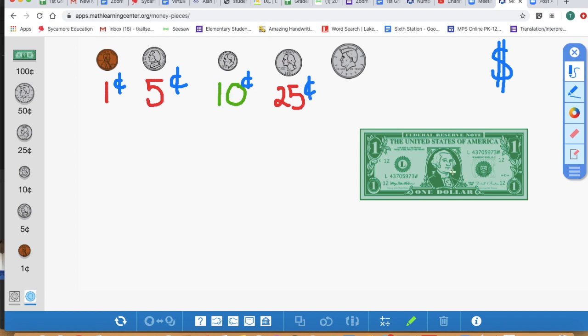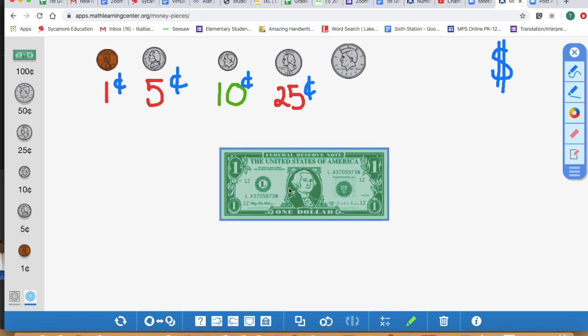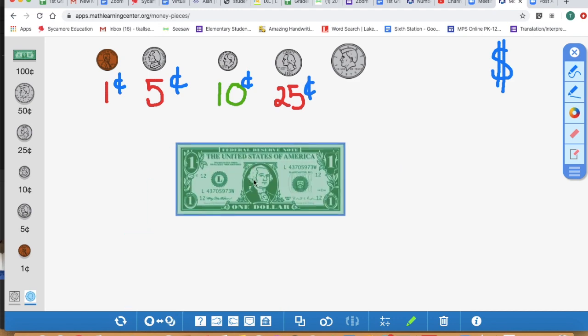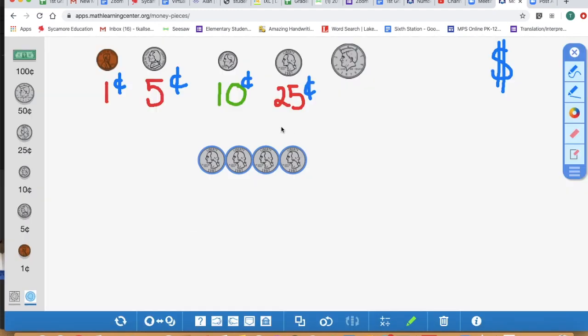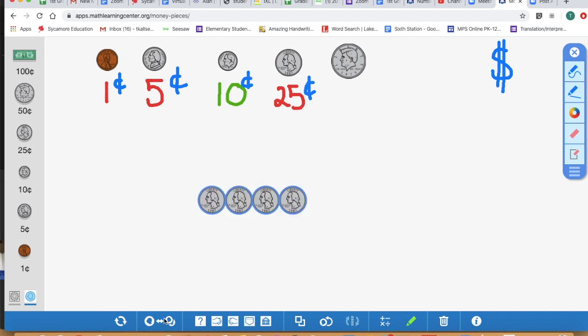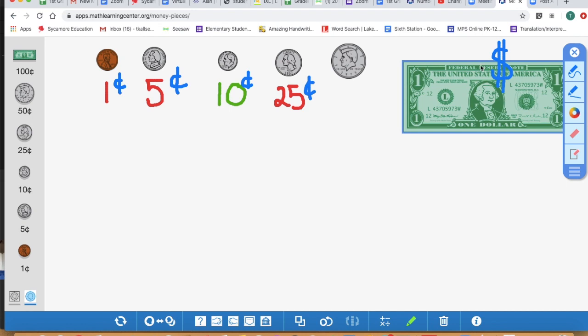And how many quarters are in a dollar? Does anyone know? This one might be more popular. There are 4 quarters in a dollar. Put my dollar back up here.